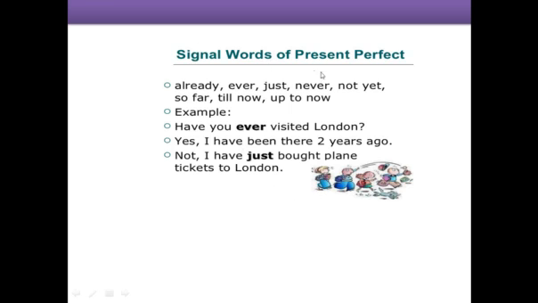These are the signal words of present perfect: already, ever, just, never, not yet, so far, till now, up to now. Once you see these words, know that you have to use present perfect.